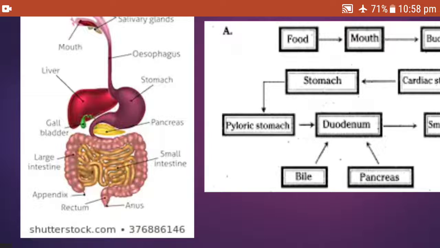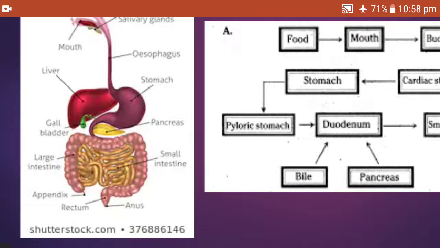From there, the digested food enters into the small intestine through the duodenum. In the small intestine, mostly we have the intestinal juices present. They contain the enzymes called peptidases and sucrase. They again help in the digestion. Leftover digestion takes place in the small intestine.